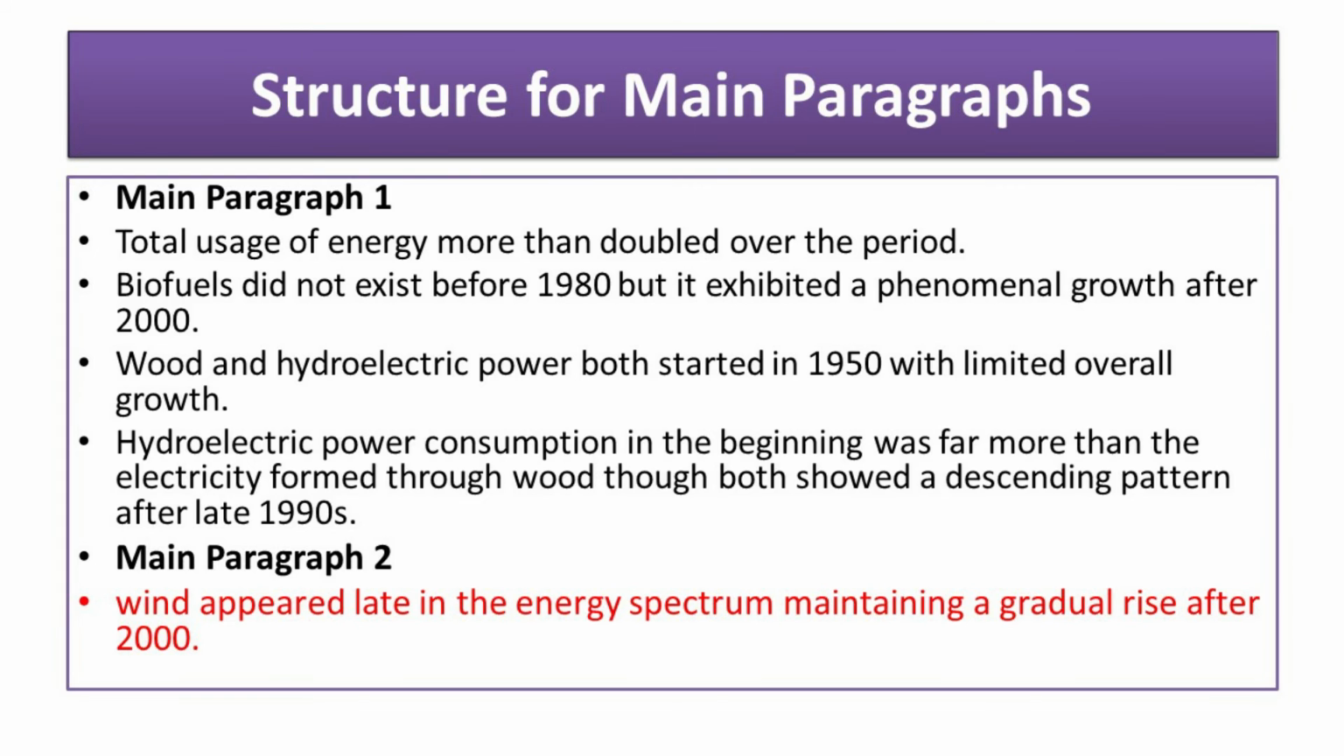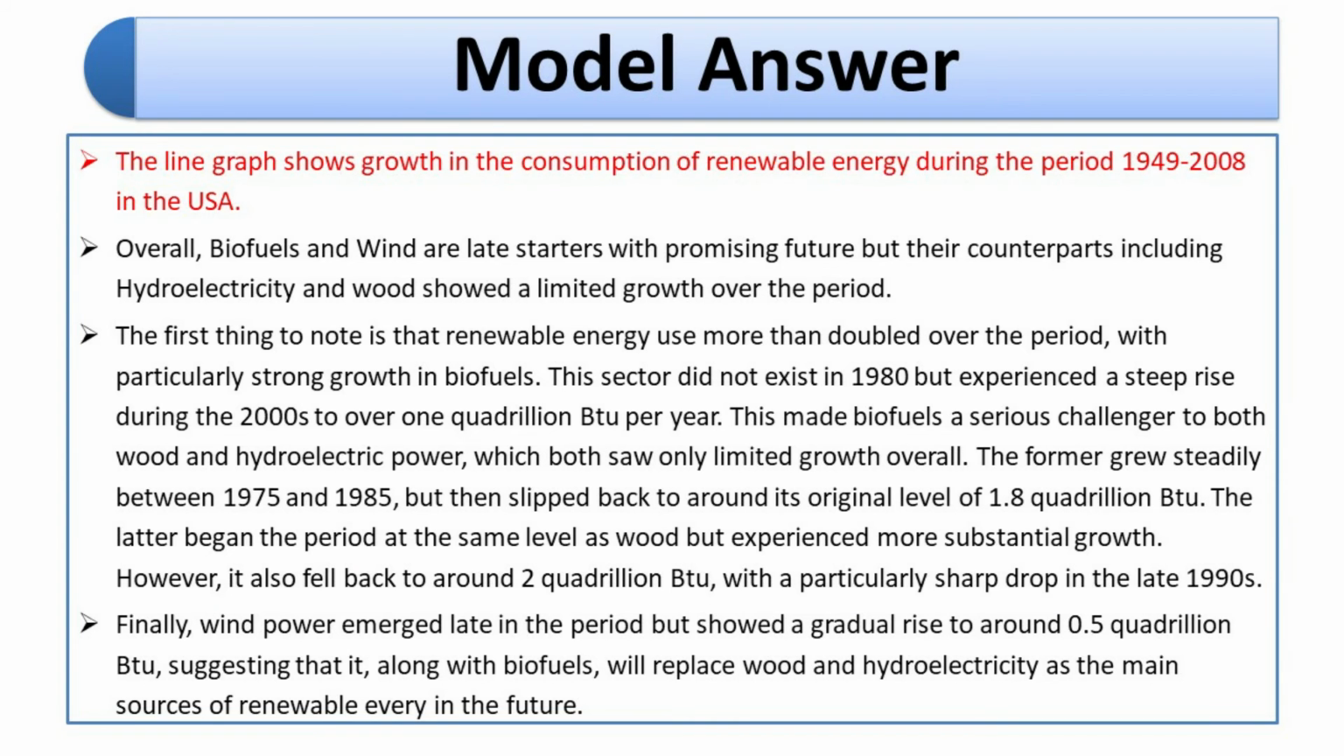So how does the final answer look? The final answer will look like this. The first paragraph is your introduction, the second paragraph is your overview, the third paragraph is main paragraph 1. It is contrasting 3 different things. We are making a contrast between biofuels, and then we are using wood and hydroelectric power, and we are making a contrast between all of them. And in the last paragraph we have tried to discuss wind. So this is how your answer will look like.